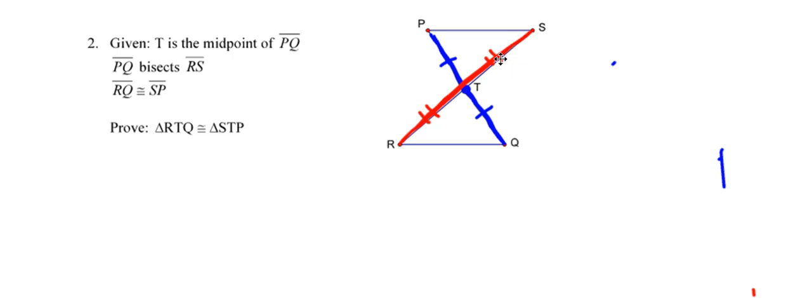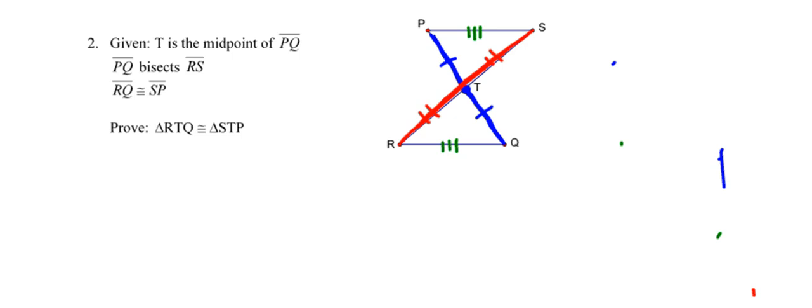So I want to indicate that those two are congruent to each other, but not necessarily to the ones formed by the blue segment. And then lastly, we're given that segment RQ is congruent to segment SP. And again, I want to indicate that those two are congruent to each other, but not to the two sets of segments that were given previously.